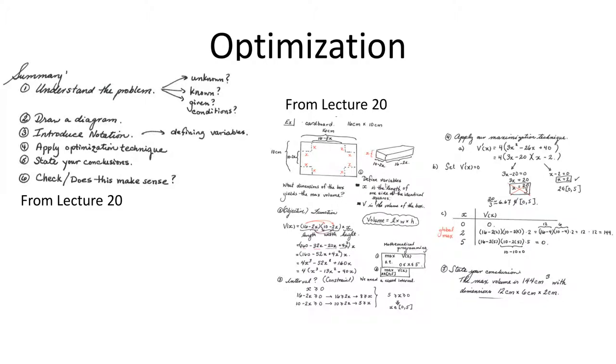So we defined our variables. This was part of part one. I've drawn the diagram right here. Then we start to introduce our notation, and then we start to apply an optimization technique. Again, we need to find the function. The V in this case is the volume, and we want to maximize it. We also need that constraint. Then we apply our maximization technique here. We're going to make sure that we have the maximal volume. Because this is on a closed interval, we're working on the interval from 0 to 5 here. We have our endpoints that we need to check, and then in the middle, we have our critical point.